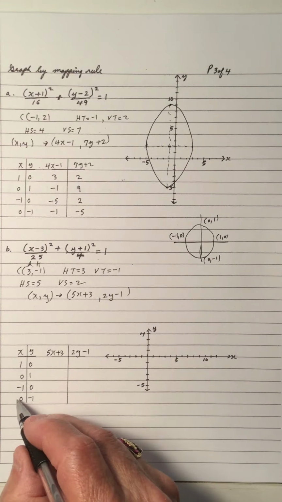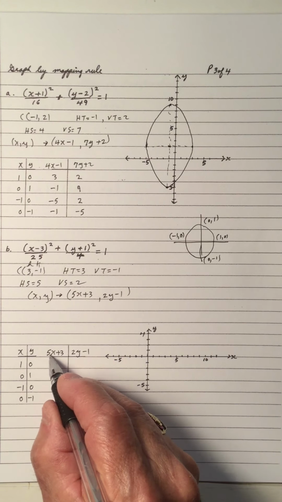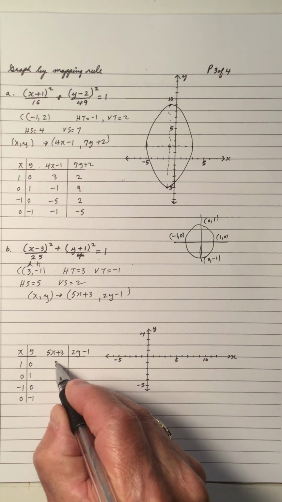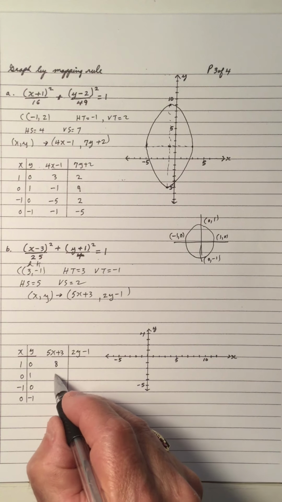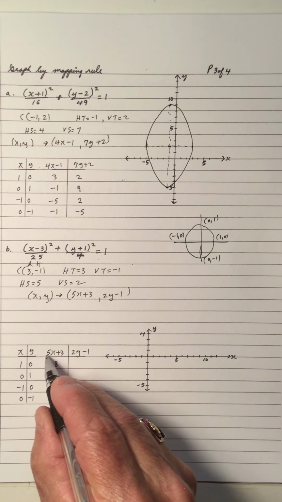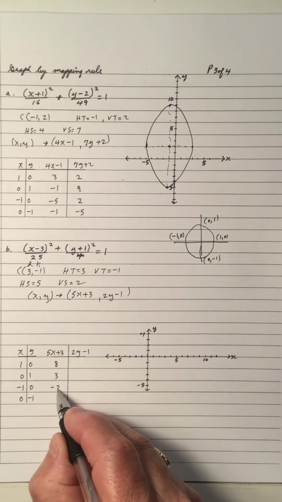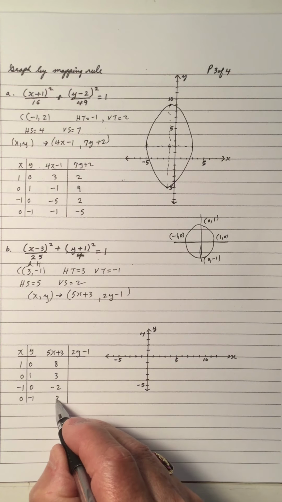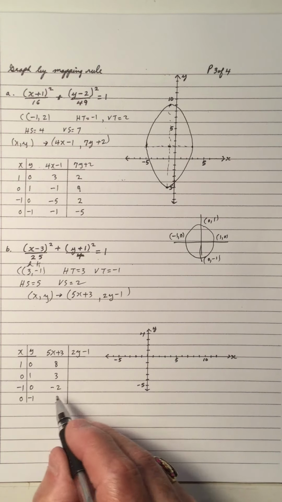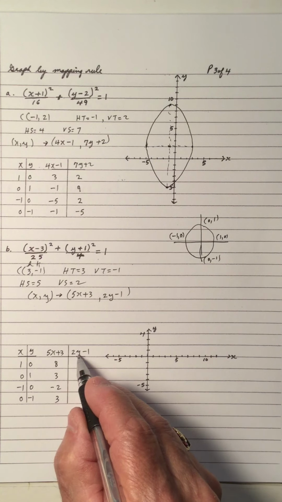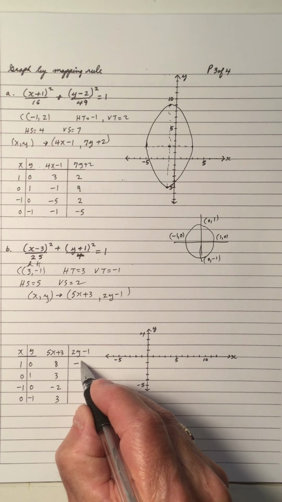So let's sub the x values in. Put a 1 right here. 5 times 1 plus 3 is 8. Put a 0 in, you get a 3. Put a negative 1. Negative 5 and 3 is negative 2. Put a 0 in, you get the same value you did here. 3 here, 3 here. Put a 0 in for y, you get -1.